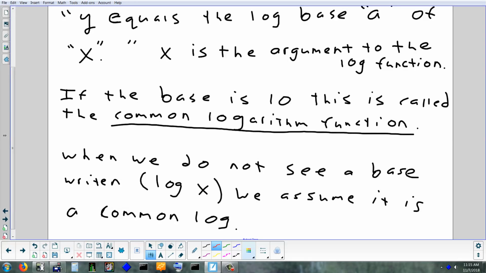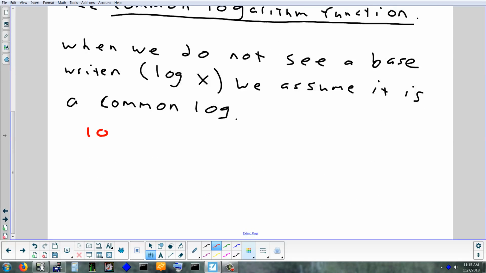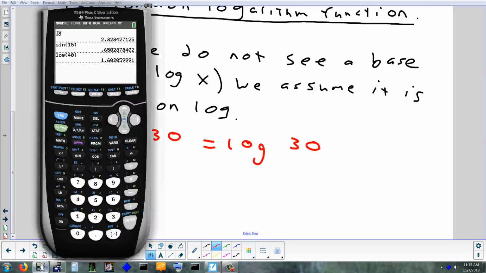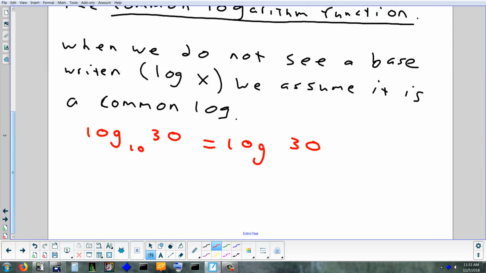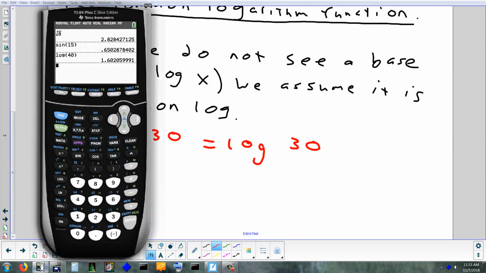All right, so if I wrote this, log base 10 of 30, it's exactly the same as writing this, log 30. Common log, the way the calculator will do it is the way that's on the right. So when I type in log 40 right there, the calculator is assuming I want base 10. If I don't want base 10, well, there is one other button on the calculator that we'll talk about that has a special base. But that's it. There's only 2 buttons on the calculator for logs.